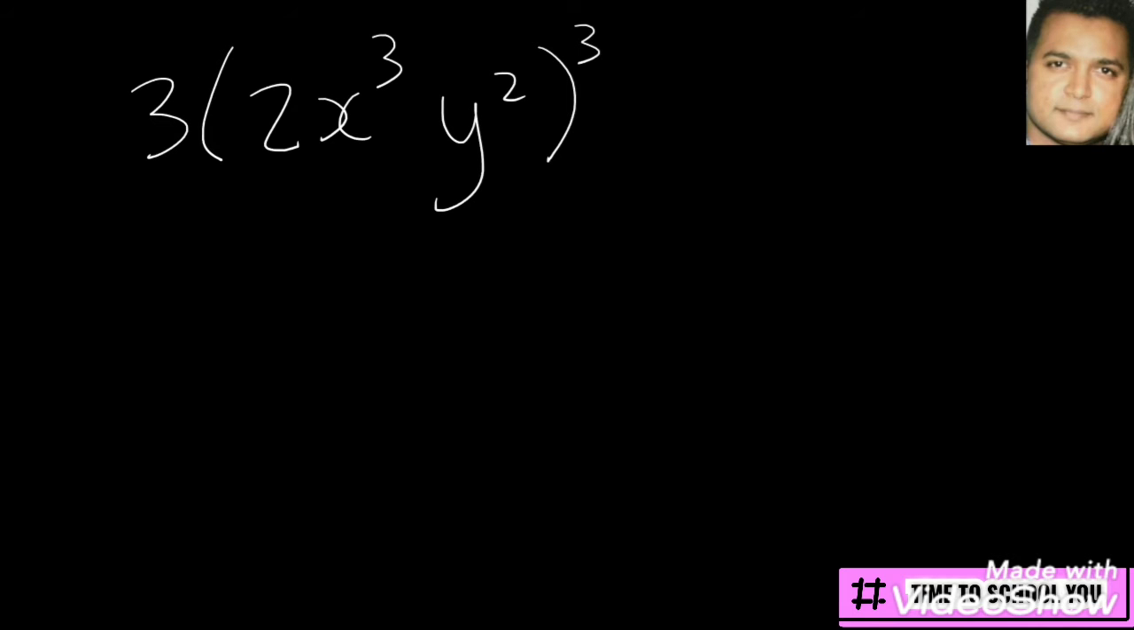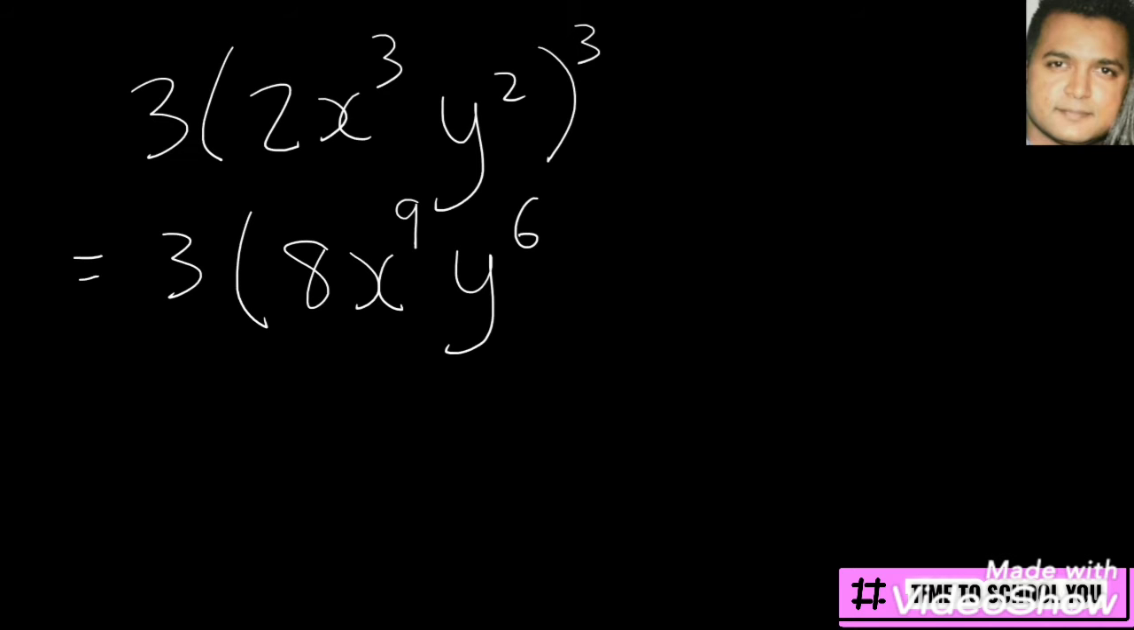So looking at law 4, we have an example that looks like this: (2x³y²)³ with a 3 in front. So we need to first deal with the bracket. We would have 2 to the power 3, which is 8, it's 2 times 2 times 2. For x, 3 times 3 would be 9. And for y, 2 times 3 would be 6. Thereafter we multiply the bracket. We have 3 times 8, which is 24, x to the 9, and y to the 6.